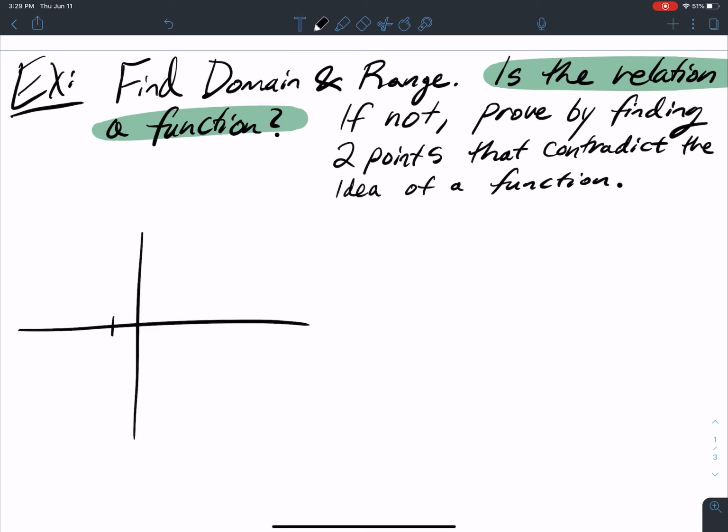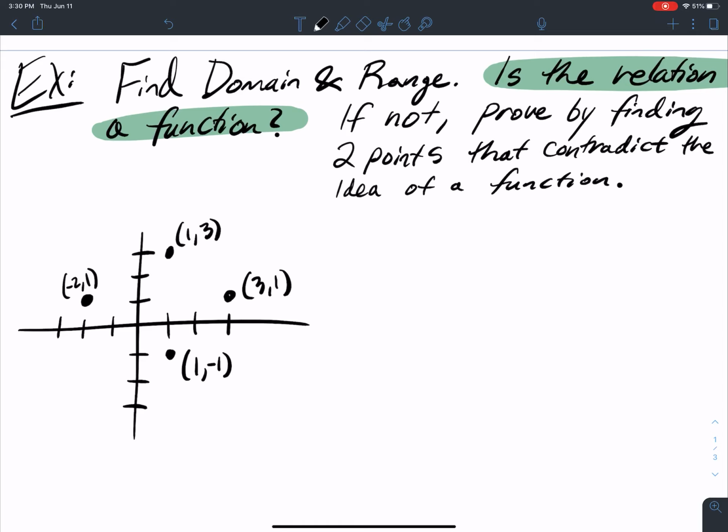And so I'm going to plot some points. I'm going to go out 1, 2, 3, 1, 2, 3, 1, 2, 3, and 1, 2, 3. Okay, so I'm going to plot this point. We go left 2 and up 1, that's negative 2, comma 1. I'm going to go over 1 up 3, that's 1, comma 3. I'm going to go over 3 up 1, that's 3, comma 1. I'm going to go down 1 over 1, so that's 1, comma negative 1. And then over here, this is going to be left 1, down 3.